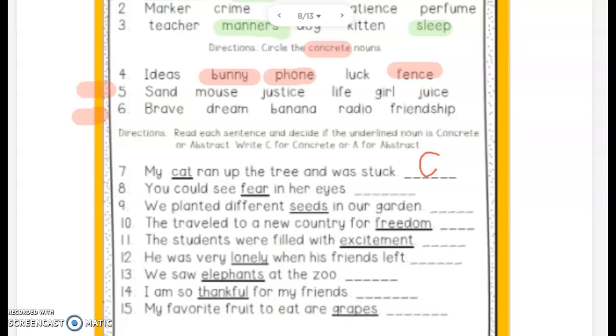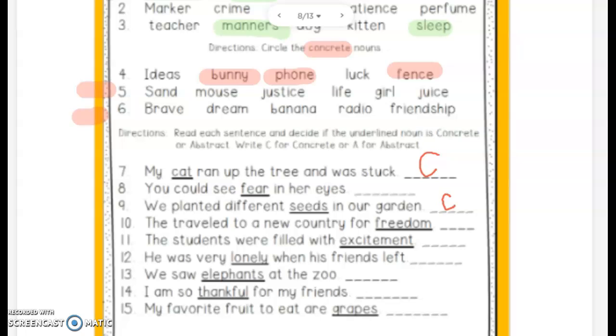Number 9. We painted different seeds in our garden. Can I go look at a seed? I could taste a seed. I've had a sunflower seed before, so that would be concrete. Remember, if you can, C for can, C for concrete. If you can see, touch, taste, or feel it, it is concrete.